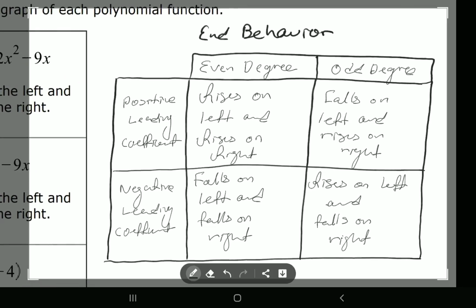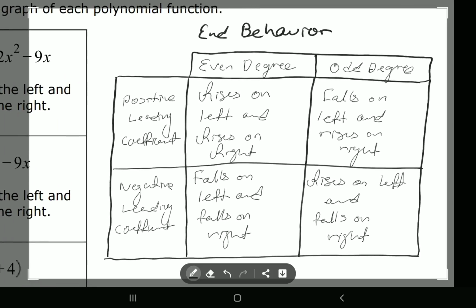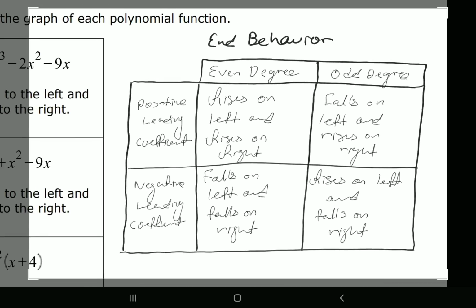And this is for end behavior, and I apologize in advance for my awful handwriting, but I try my best. So, when you want to determine the end behavior of a polynomial function, you must examine the leading term. The leading term is the term with the highest degree of the polynomial. And when you find it, you want to examine the degree, which is the exponent, and the leading coefficient, whether it's positive or negative.